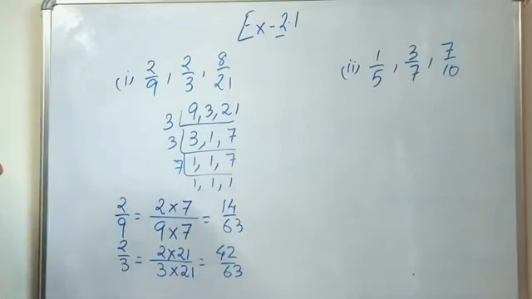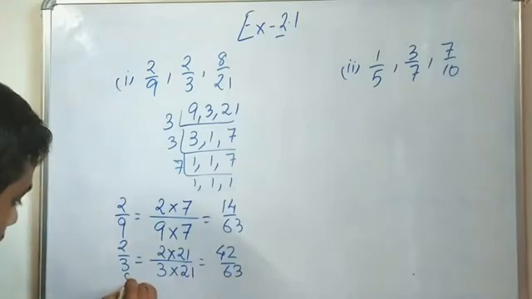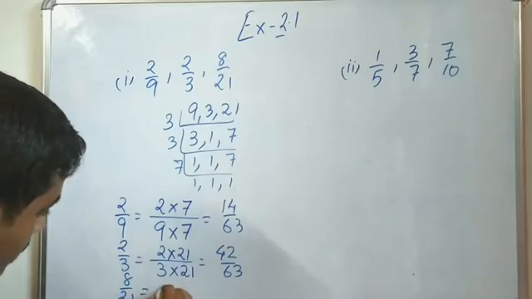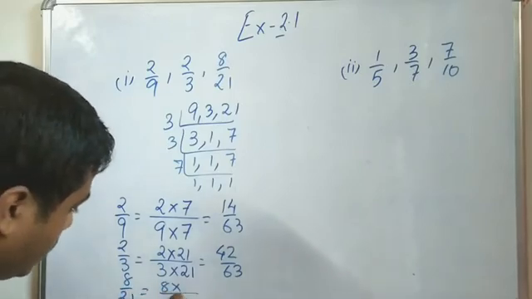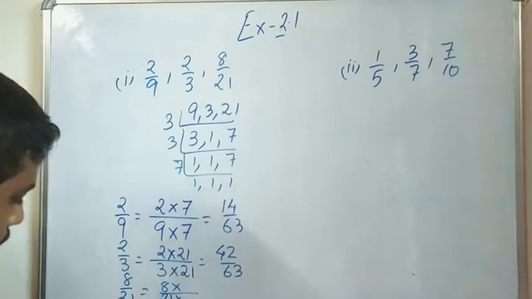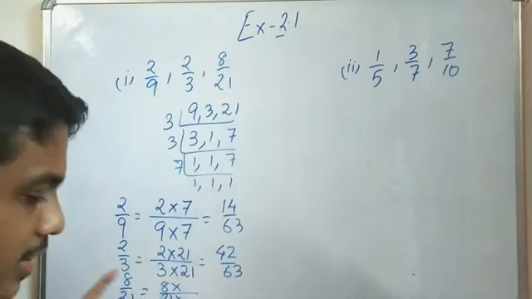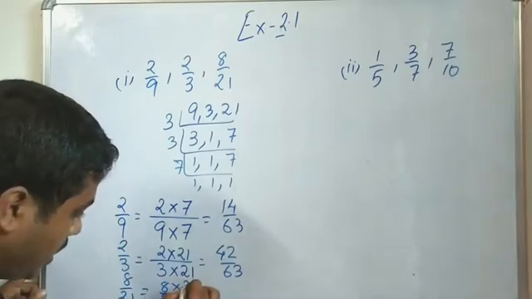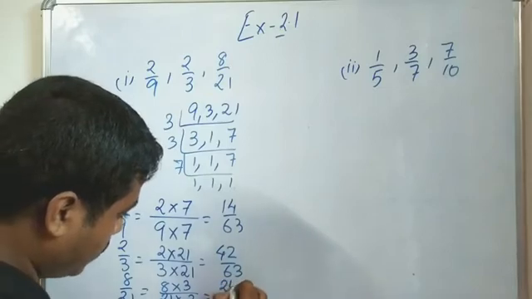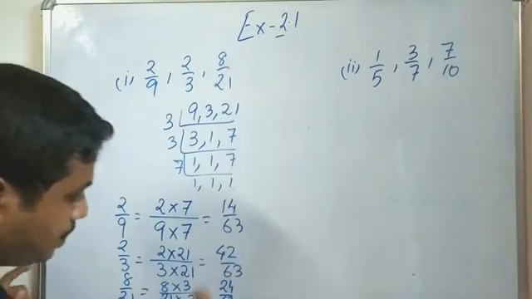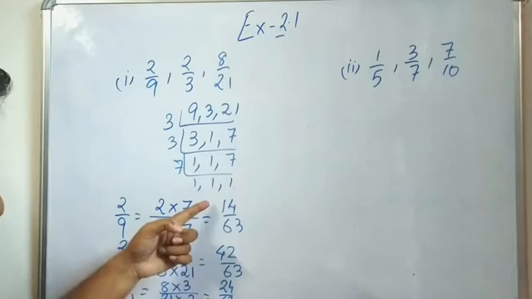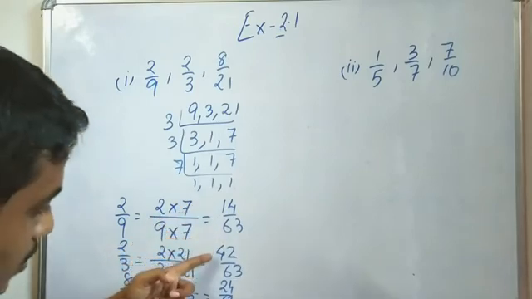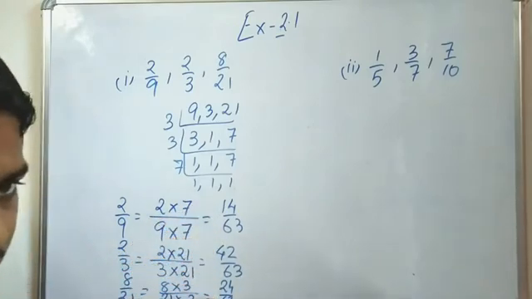The same way, for the next number, 8 by 21: 21 into 3 is 63, so it will be 21 into 3 and 8 into 3. So it will be 24 by 63. So we have got the three numbers: 14 by 63, 42 by 63 and 24 by 63.